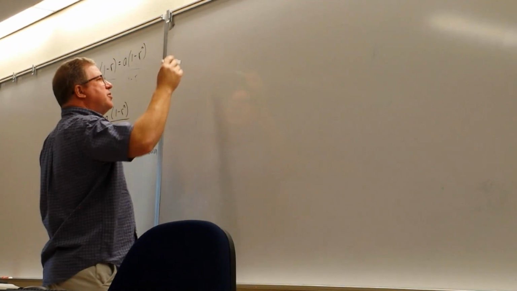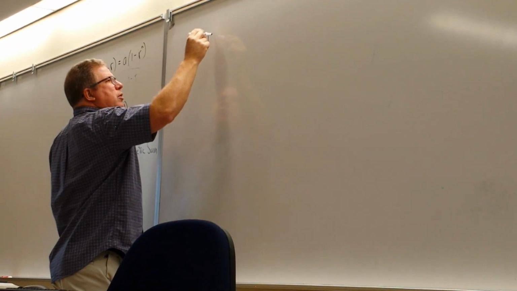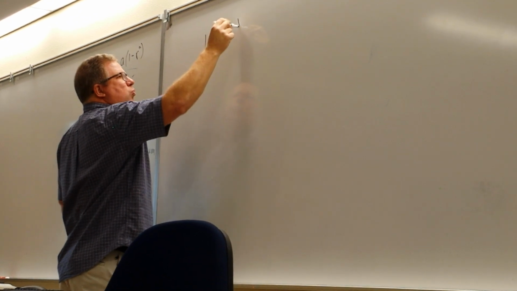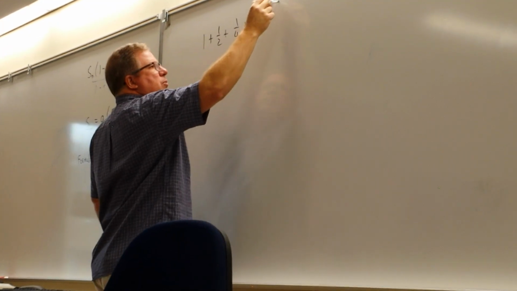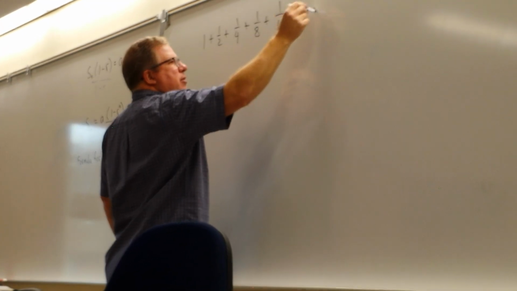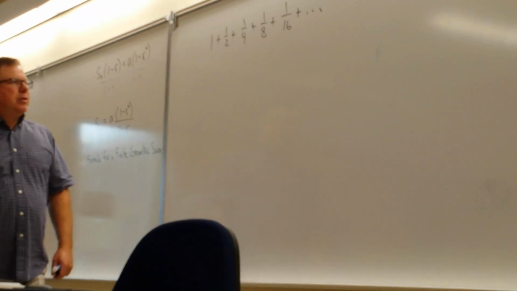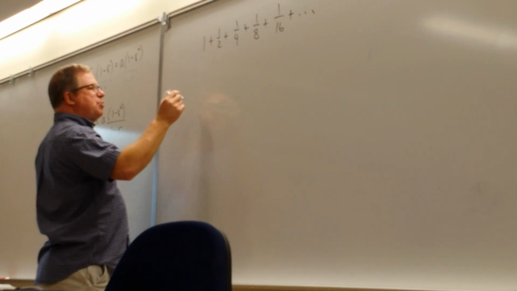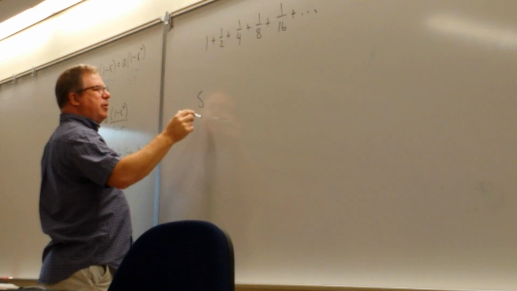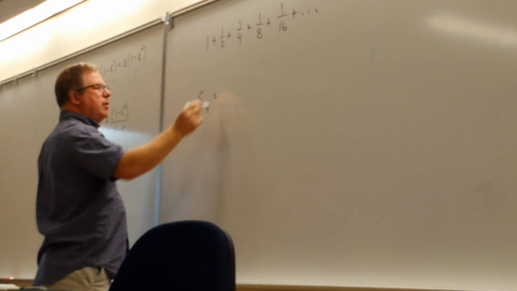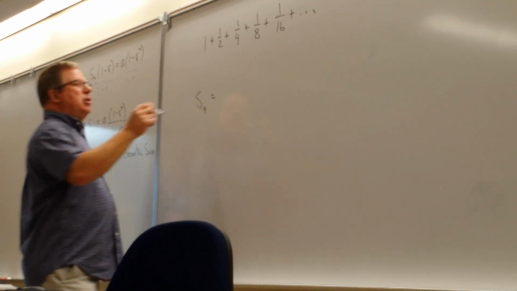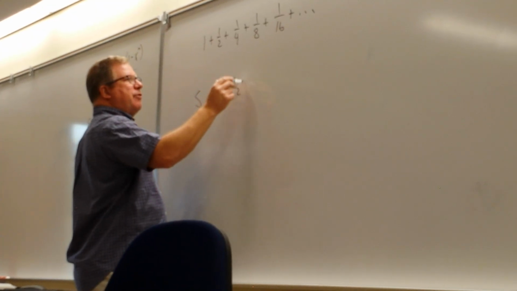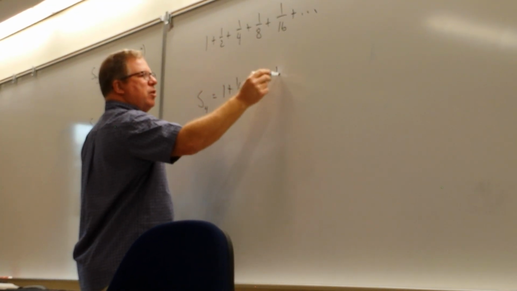Let's put our first example up here. 1 plus 1/2 plus 1/4 plus 1/8 plus 1/16 plus, okay? Let's suppose we want to find S sub 4. That means to add up the first 4 terms. So that's going to be 1 plus 1/2 plus 1/4 plus 1/8.